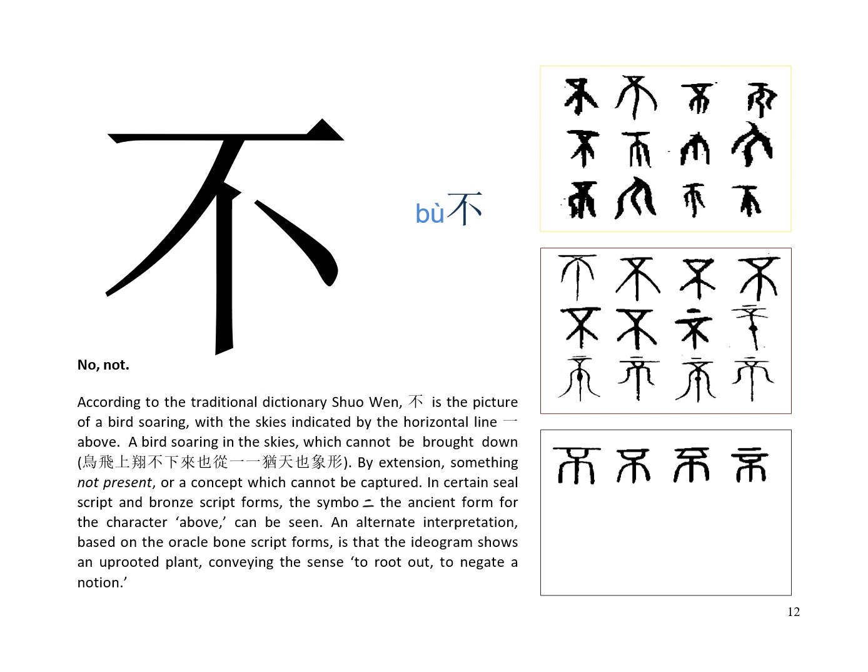This is the word for bu, which means no, not, not there, and so on. The ancient Chinese dictionary, if you read it in the surface sense, speaks of it as a bird flying away and not coming down. So, a notion which has no standing ground, thus no, not, and so forth.